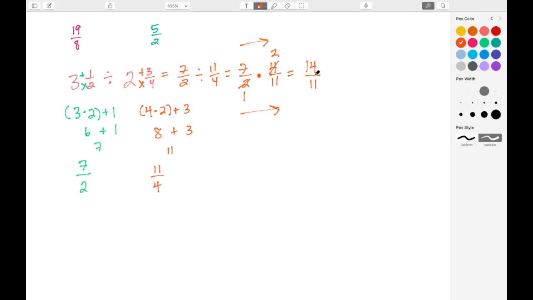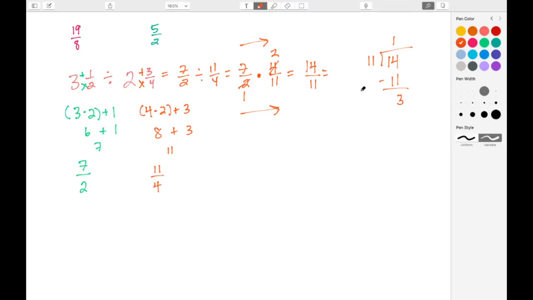This here is an improper fraction, so we're going to convert this into its mixed number equivalent. Our denominator is our divisor, and our numerator is our dividend. 11 goes into 14 one time. 1 times 11 is 11.